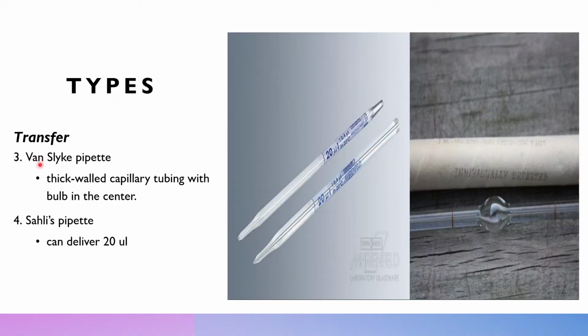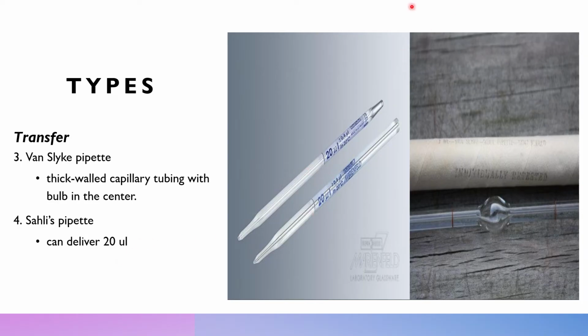Another example for a transfer type of pipette is a Van Slyke-type pipette. Van Slyke pipettes are thick-walled capillary tubing with a bulb in the center. So thick-walled capillary tubing with a bulb in the center. This is a Van Slyke pipette. While a Sahli pipette can deliver 20 microliters. So it's a to contain type of pipette and at the same time a transfer pipette.